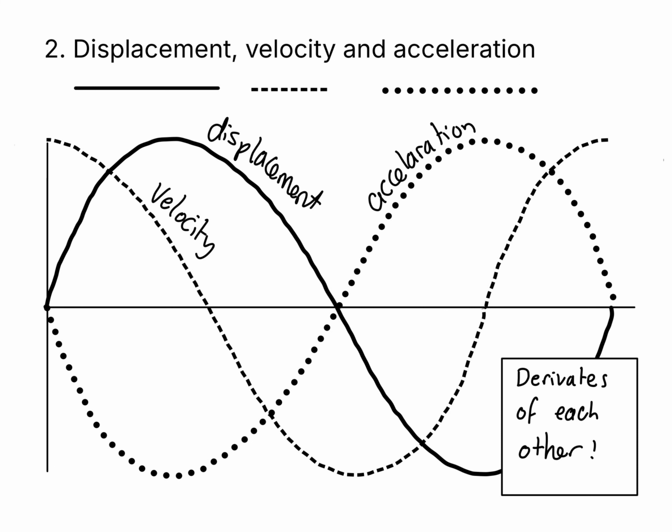At the extremes, maximum displacement, the object is momentarily stationary, so velocity is 0. But that's where it's being pulled back the hardest, so acceleration is at its maximum. At the centre, it's moving fastest, maximum velocity, but there's no restoring force there, so acceleration is 0. Velocity peaks where acceleration is 0, and vice versa.